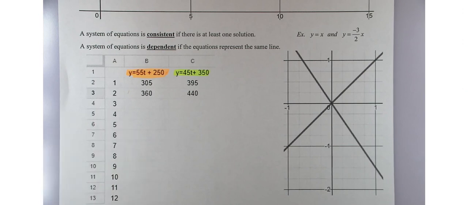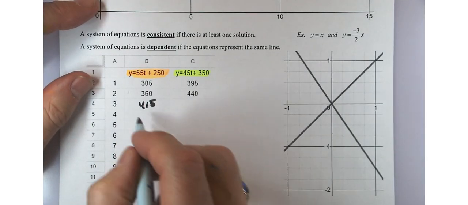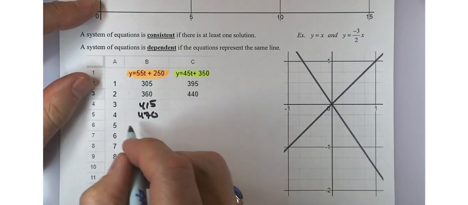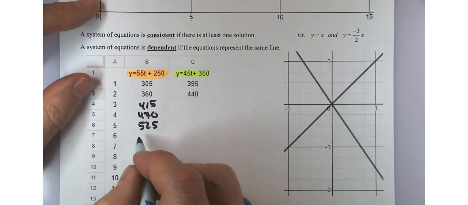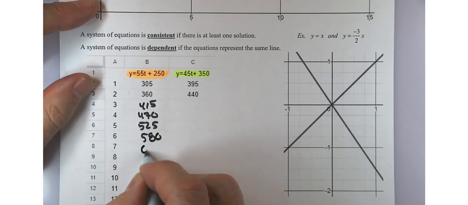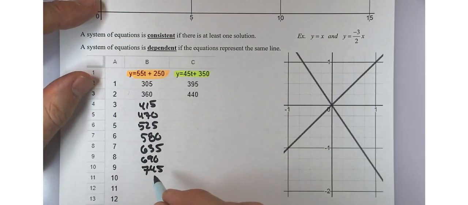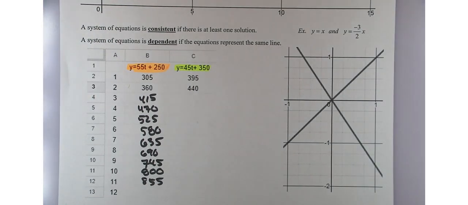So I got the first couple there for you, 360, then 415, then 470, 525, 580, 635, 690, 745, 800, 855, and the last one should be what? 910 maybe? Yep, 910.